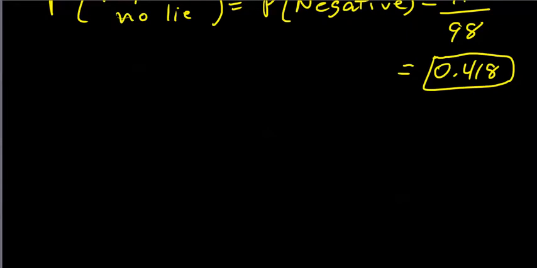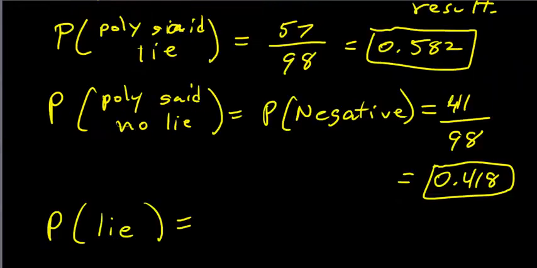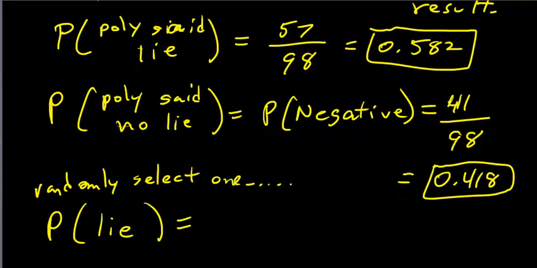Some of the homework problems are similar to this. We're working out here, what's the probability of randomly picking one subject and finding a liar? Again, we randomly select one. Let me highlight that. We may have lost sight of that in all the text here. We'll randomly select one of the 98 subjects. What's the probability of finding a liar?